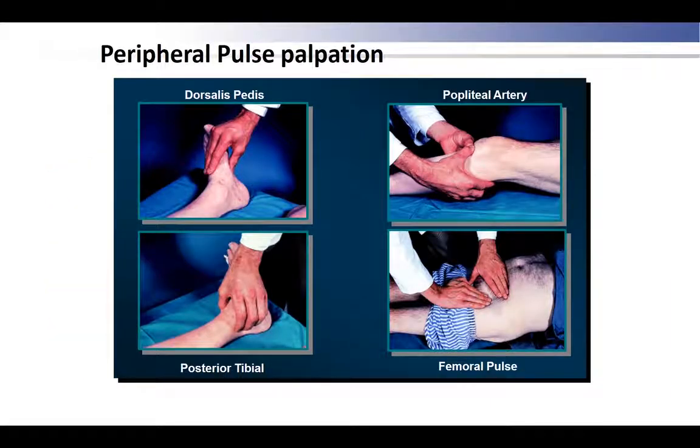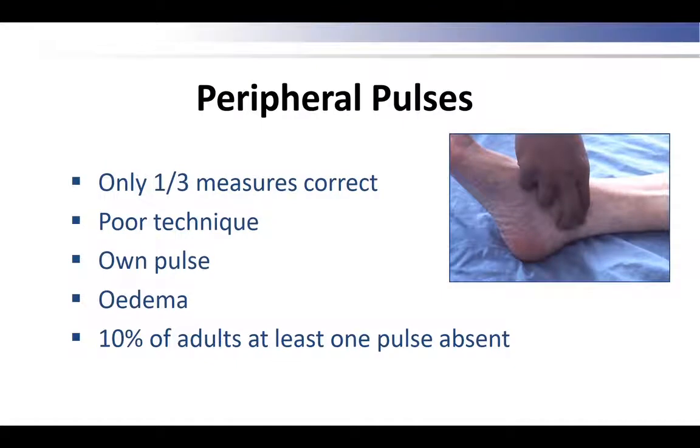Now, we talk a lot about peripheral pulses and we encourage people to do them, and here they are being demonstrated. But the problem is, if you are not measuring these pulses every day, very large studies have shown that in only one third of cases are you correct. It's partly due to poor technique, but also the legs are often swollen, you can feel your own pulse, and interestingly, because of anatomical variation, they're sometimes not where they should be. So peripheral pulses are not very useful, and I'll go on later to tell you what the best test is.